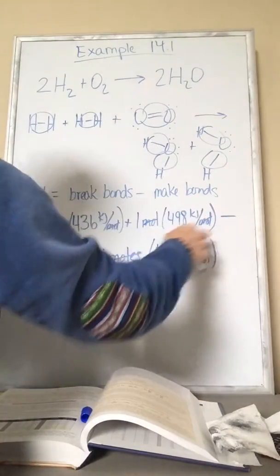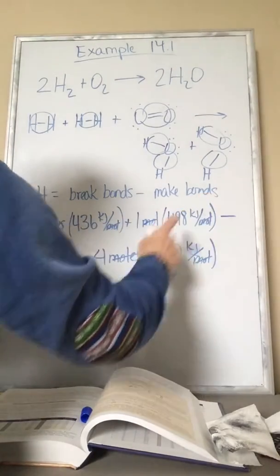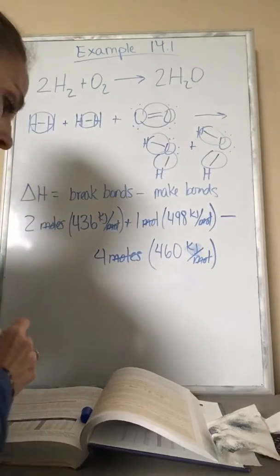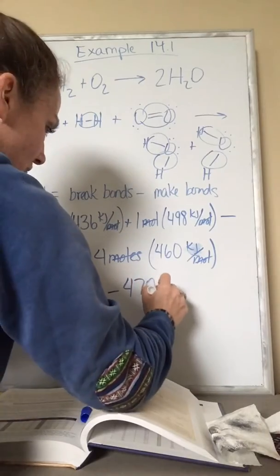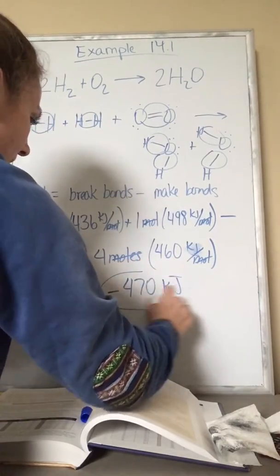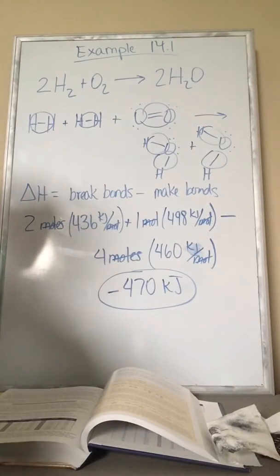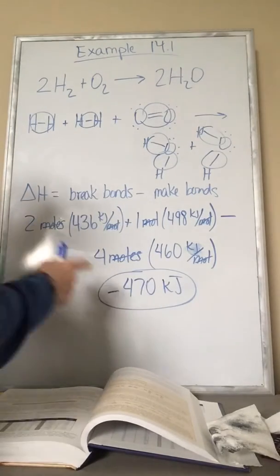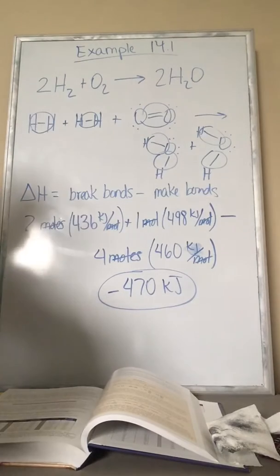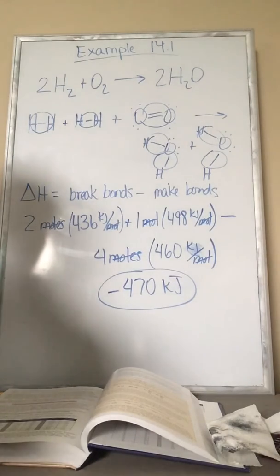Once we type all these into the calculator, it's 2 times 436 plus another 498, and we subtract 4 times 460, and we get minus 470 kilojoules. That's our answer. Plug that into your calculator. If you do not get that, practice working your calculator again. These are the numbers that you need to type in. Now, with the answer being negative, that means delta H is negative. What that means is that it is possibly a spontaneous reaction.